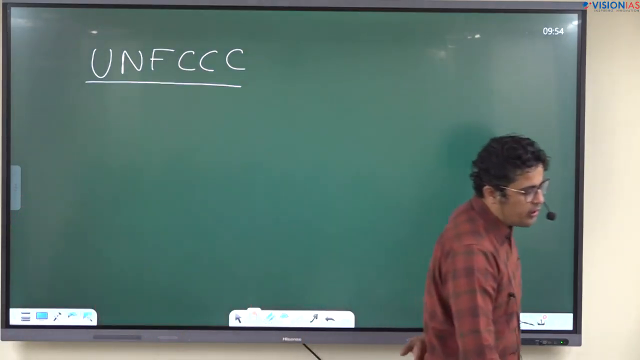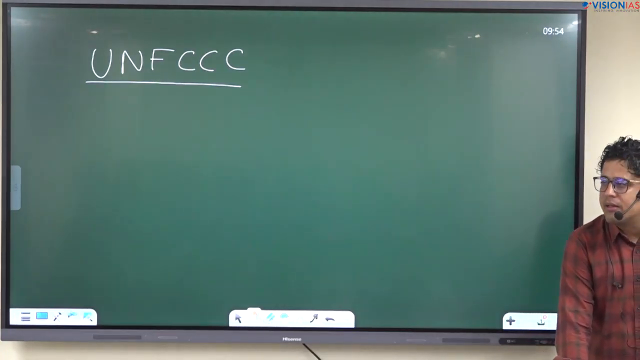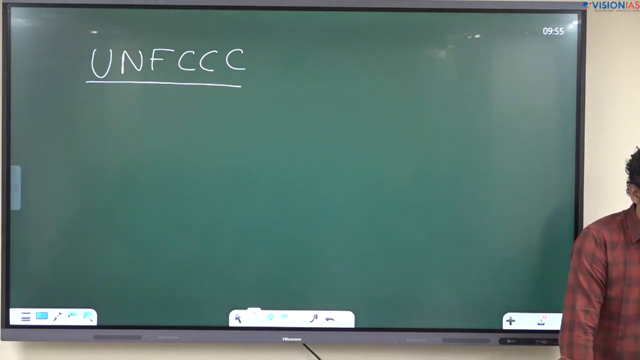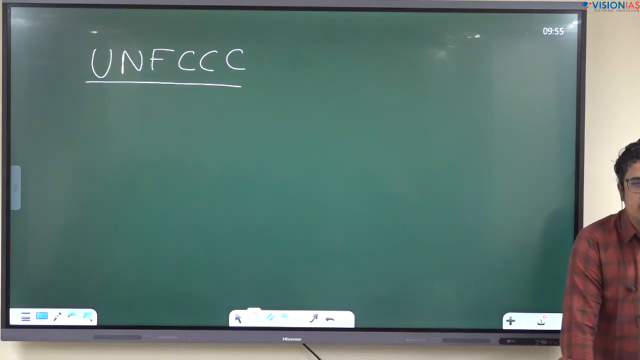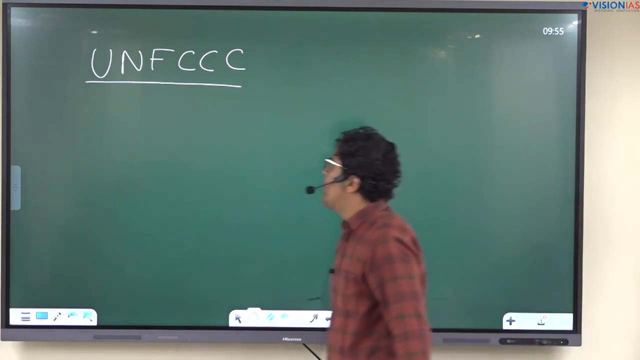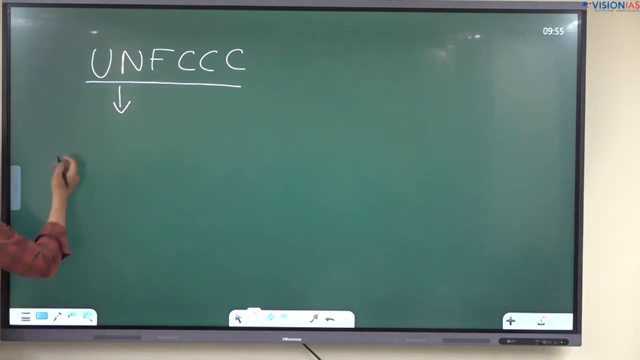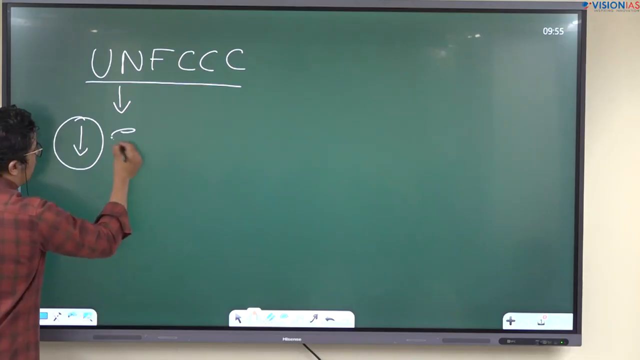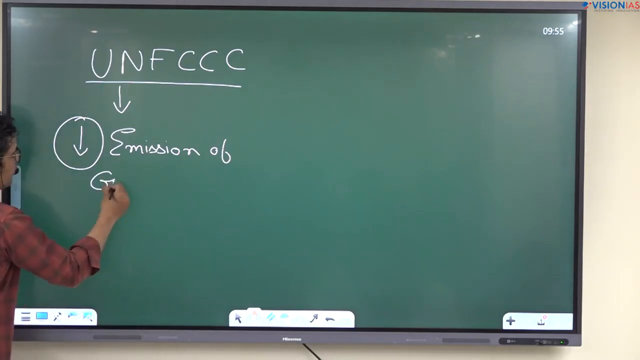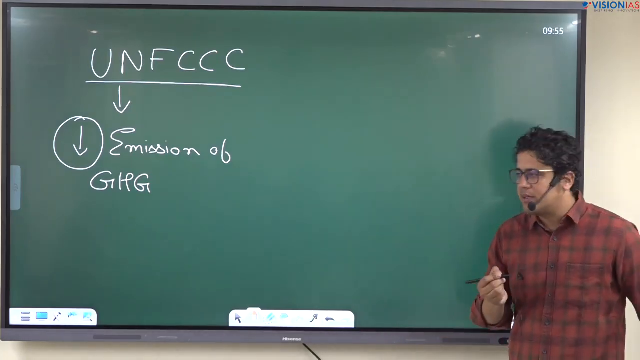So from this point, we begin our discussion on organizations. UNFCCC, United Nations Framework Convention on Climate Change, the world's biggest organization working in the field of climate change. UNFCCC has a simple, straightforward goal: bring down the emission of greenhouse gases. Reduce the emission of greenhouse gases.